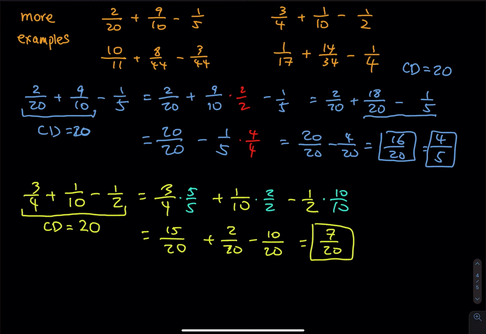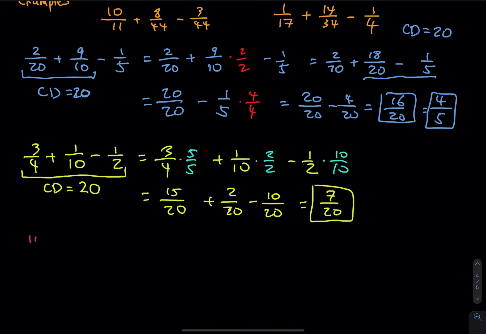Moving on to the next one. So the next one we have what? We have 10 over 11 plus 8 over 44 minus 3 over 44. So according to the order of operations, if your entire line is only addition and subtraction, it is okay to handle these two first.